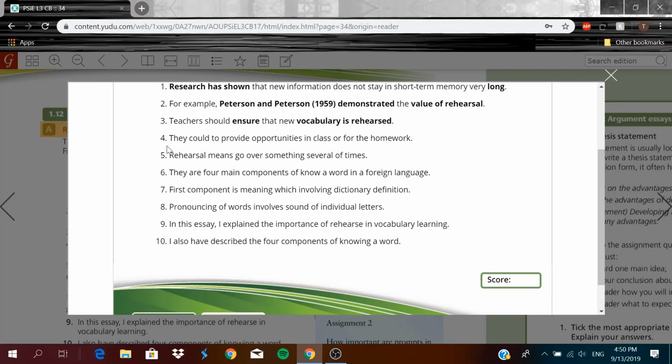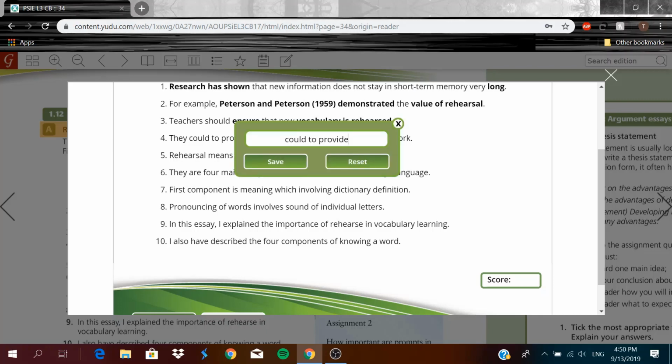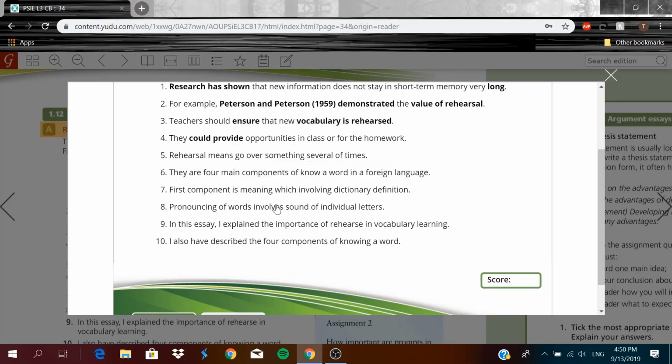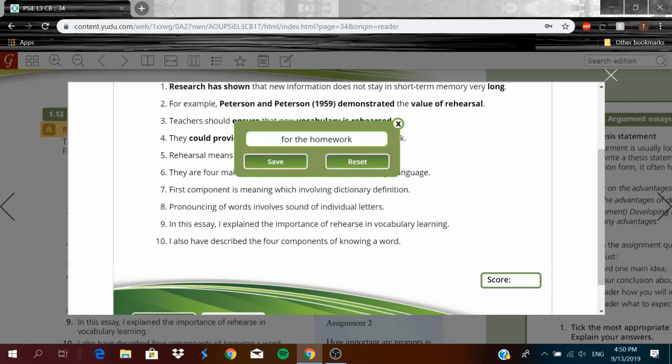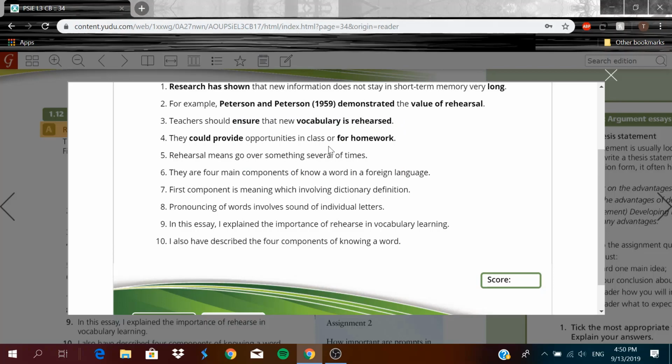And then we have number 4. They could to provide opportunities in class or for the homework. Oh, and that one was confusing. Wow. Okay, so they could, we don't need the word to here, so we'll just get rid of that. So they could provide opportunities in class or for homework. I don't need the word the. The word the just messed everything up. So in class or for homework.